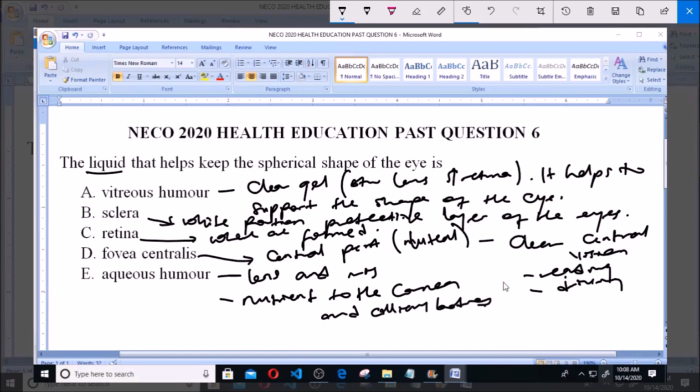So from my description, you agree with me that the liquid that helps keep the spherical shape of the eye is the vitreous humor, like I've said, because the vitreous humor is a clear gel that helps to support the shape of the eye.